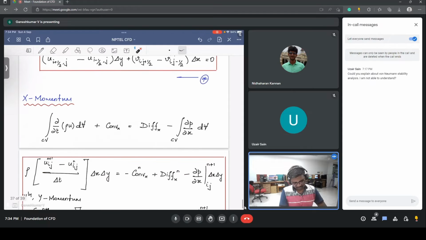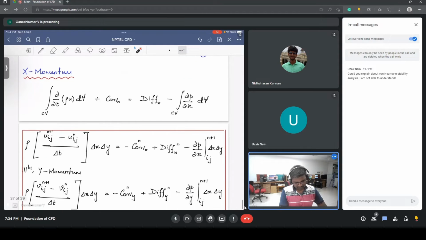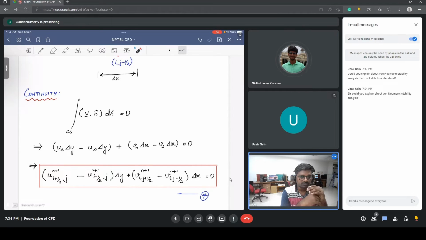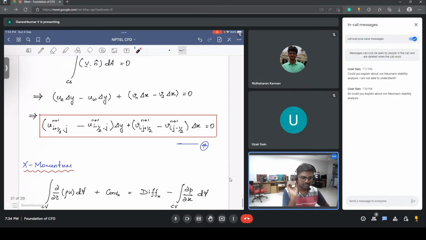Similarly, we have the x momentum equation. Mr. Ganesh? Yeah, why do we need to include that n plus one term above the u velocity? What is the significance of that? Uzair, we will do this for the next 20 minutes, and at the end of this session I will tell you about von Neumann stability analysis. Is that fine?